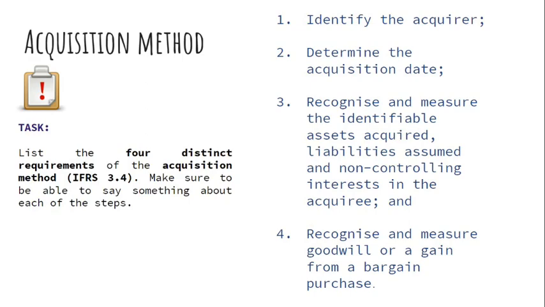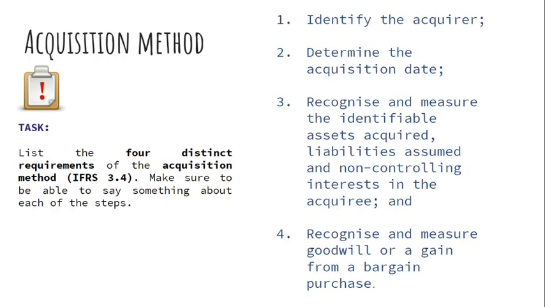The first step is to identify the acquirer. The acquirer is the entity that obtains control of the acquiree. Step 2 is to determine the acquisition date. The acquisition date represents the date on which the acquirer obtains control of the acquiree. It is an important date because from this date, the acquiree's assets and liabilities will be added to that of the acquirer to prepare the consolidated financial statements.